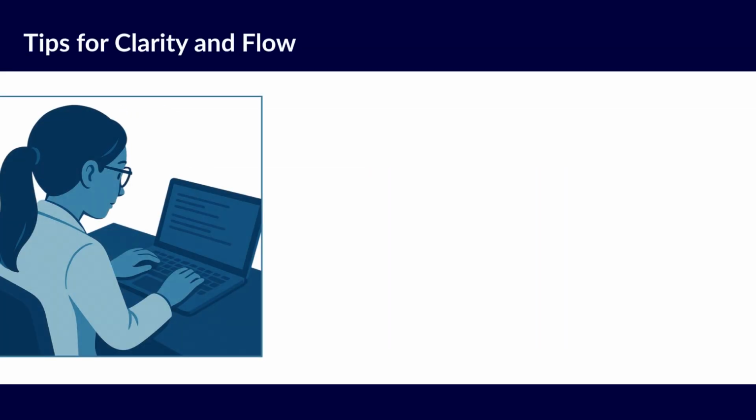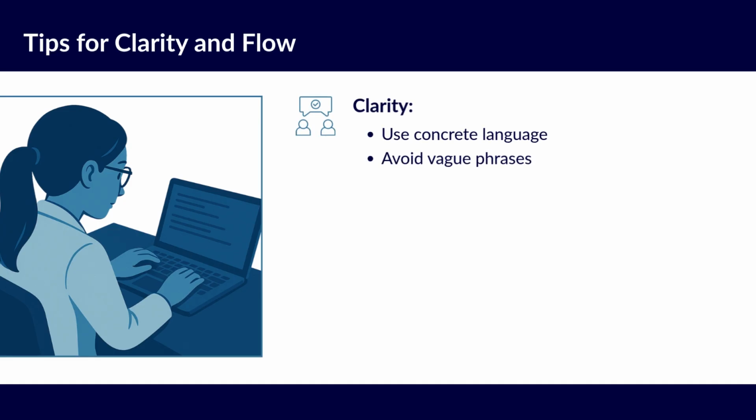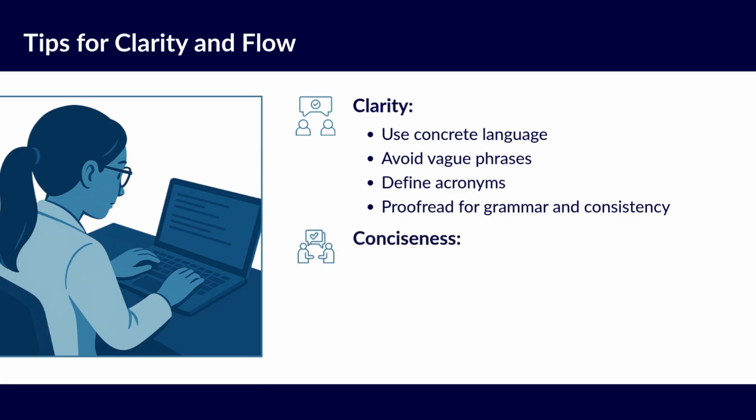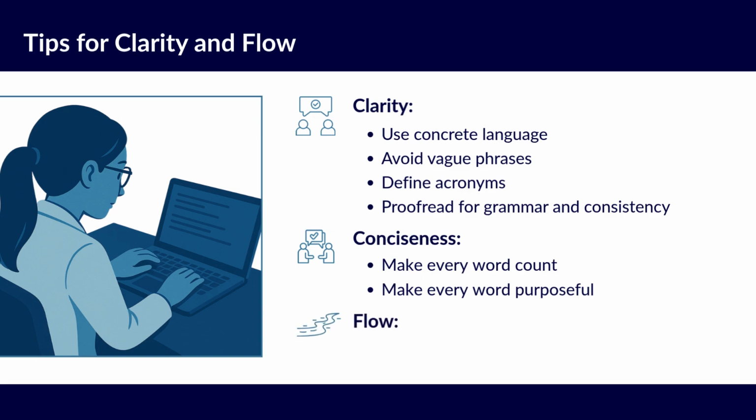Let's now go over some tips for clarity and flow. You want to craft a polished abstract by making it clear: use concrete language, avoid vague phrases, define all acronyms, and proofread for grammar and consistency. Concise: you need to make every word count, and every word should add value. Flow: ensure that each section transitions smoothly to the next, guiding the reader through your work.